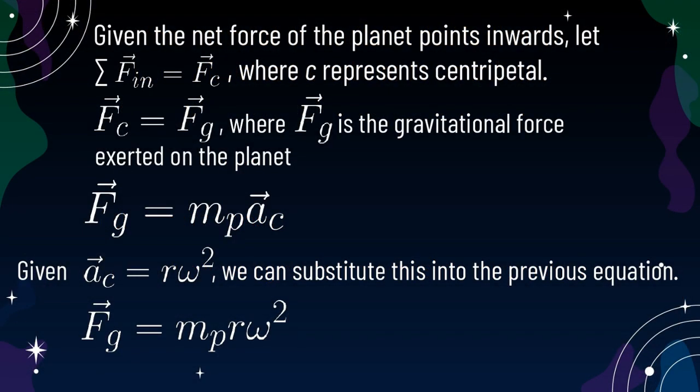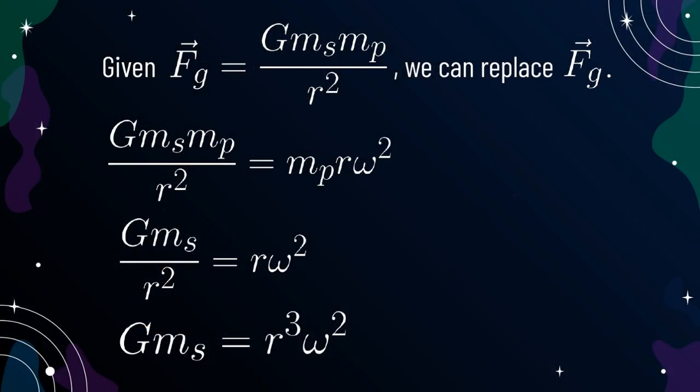So, if we focus on the forces of any planet in orbit, we find that there is only one force acting on it, which is the force of gravity from the Sun. This force points inwards, so using Newton's second law, we can write that the gravitational force equals the mass of the planet times the centripetal acceleration. Given that centripetal acceleration equals the orbital radius times angular speed squared, we can substitute it into the equation, which leaves us with gravitational force equals the mass of the planet times the orbital radius times the angular speed squared. Given Newton's law of universal gravitation, we can substitute it into the equation.